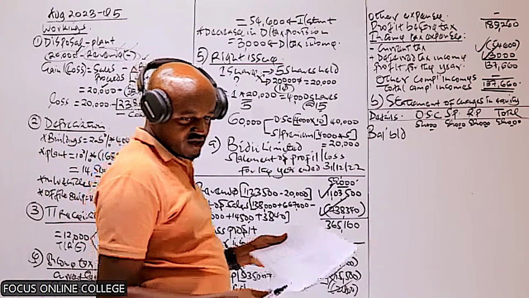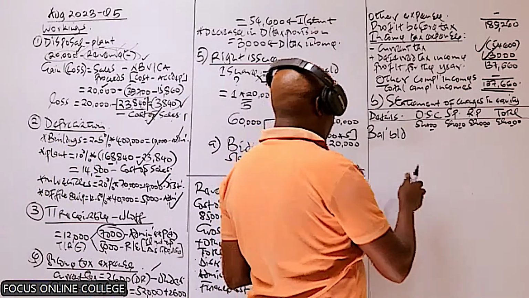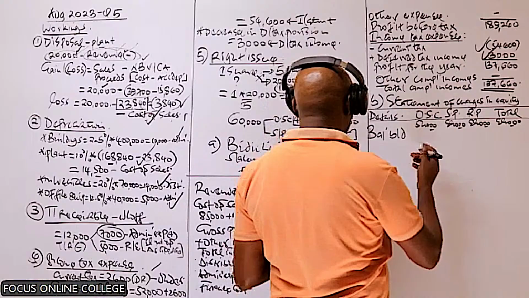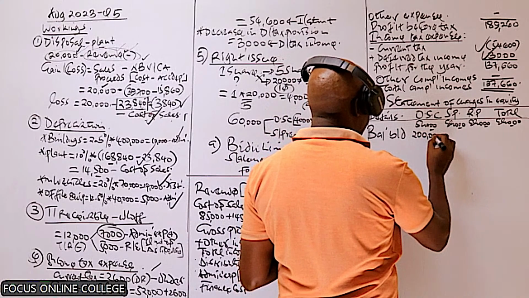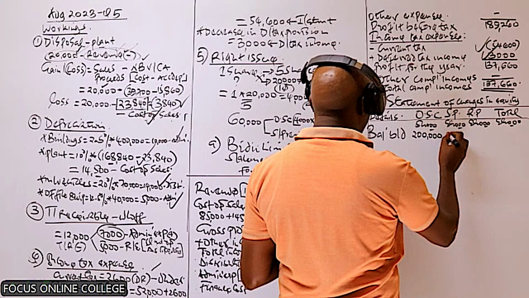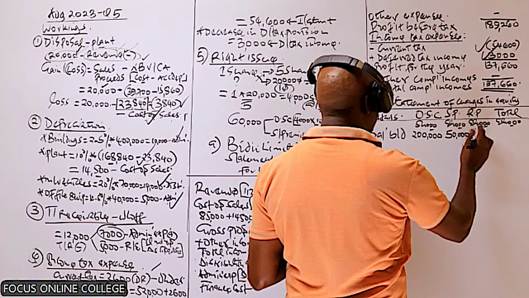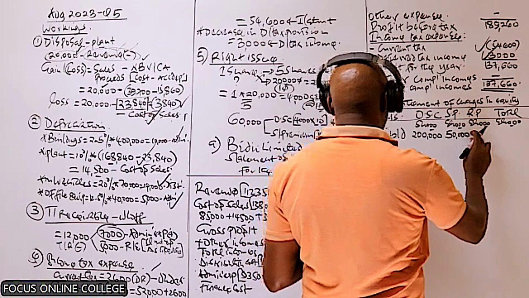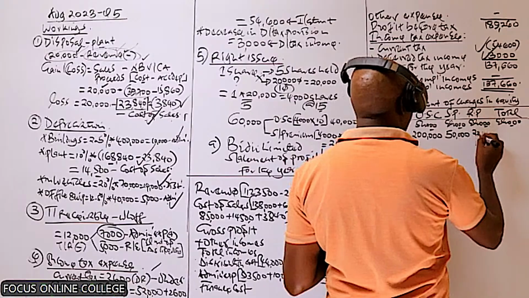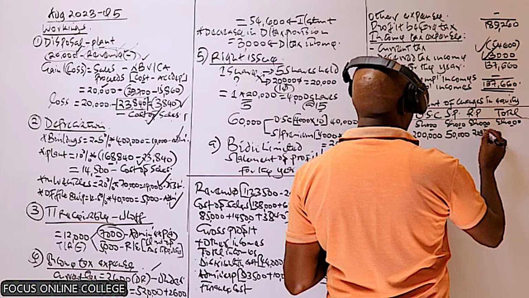So we record the opening balances. For the share capital, this is 200,000. Share premium is 50,000. Retained earnings is 223,640.